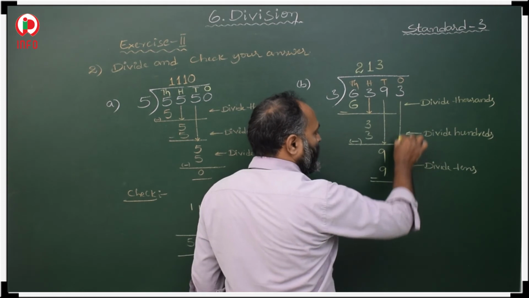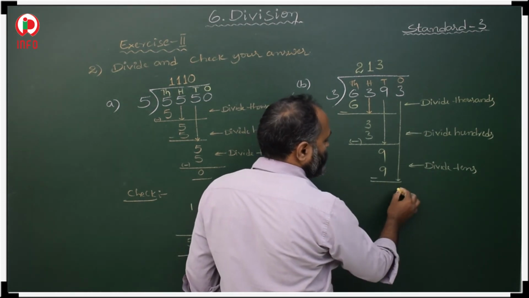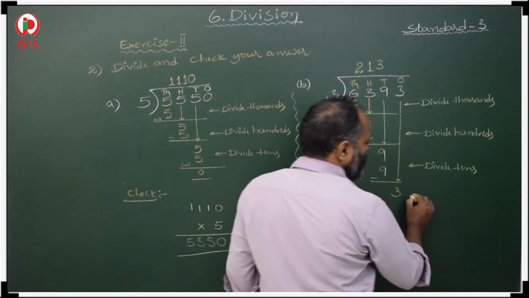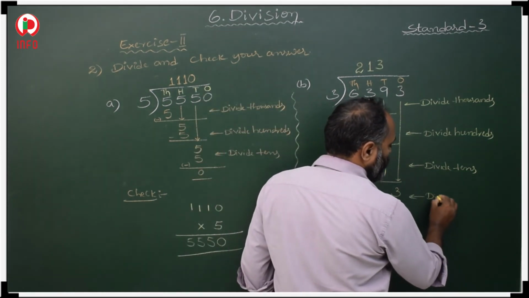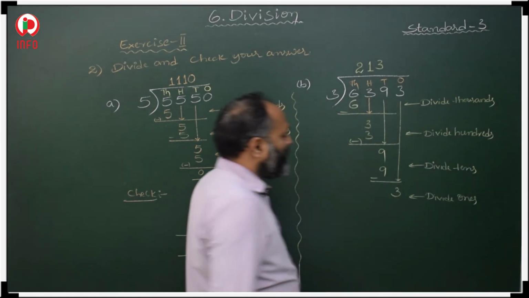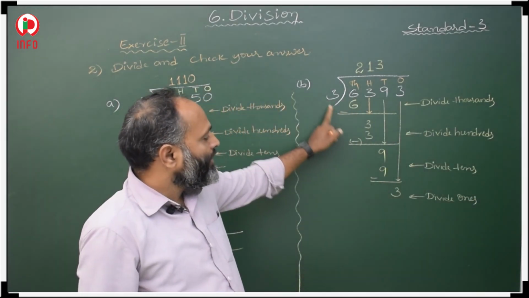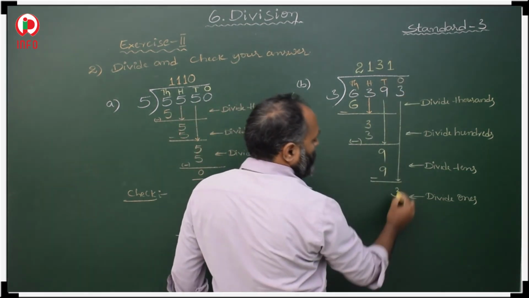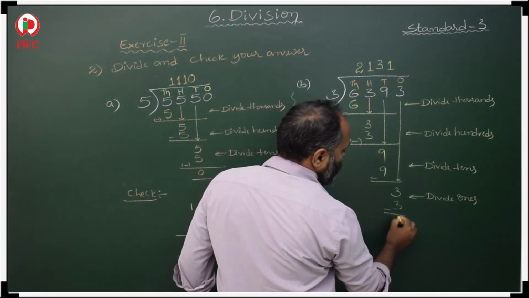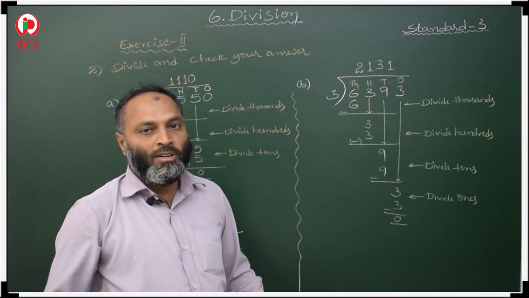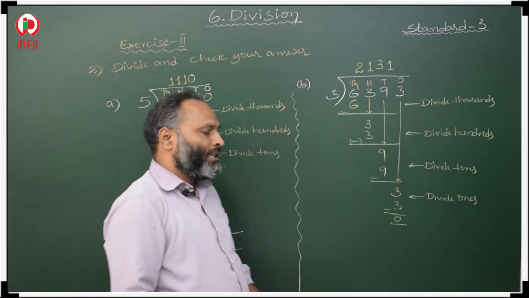Then after that you copy this one, 3, and divide ones. Then when you will get this 3 in the 3 table, 3 ones are 3, so you have to write 1 in the quotient, then 3 minus 3 finally 0. So the ones place is over, the last place is over, then your answer is over.